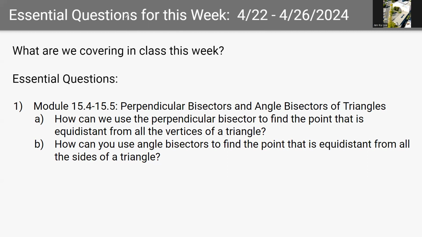how can we use the perpendicular bisector to find the point that is equidistant from all the vertices of a triangle? How can you use angle bisectors to find the point that is equidistant from all the sides of the triangle? Okay.